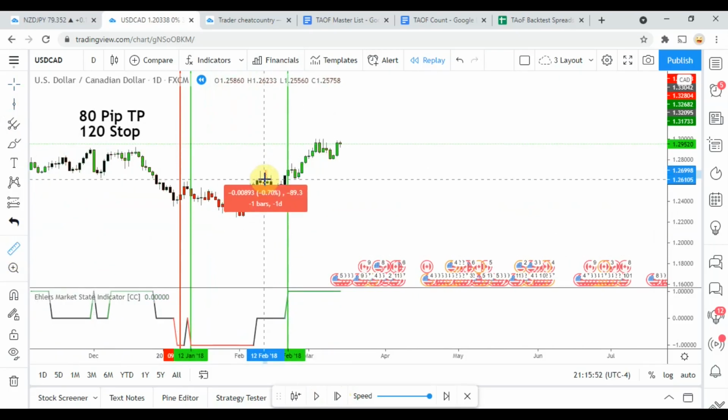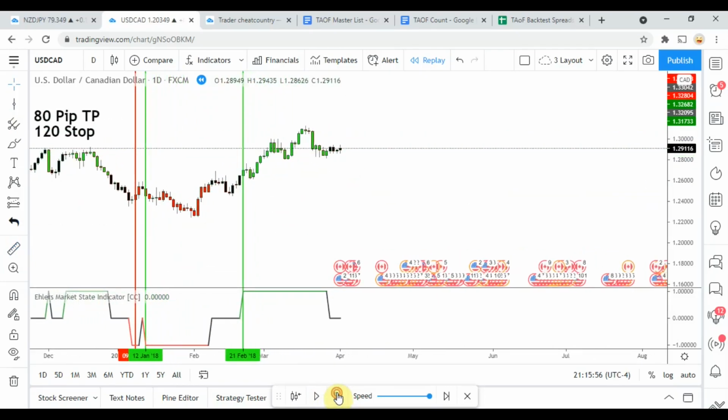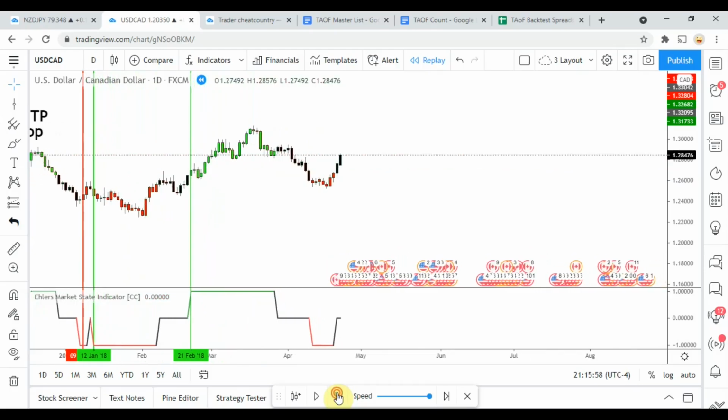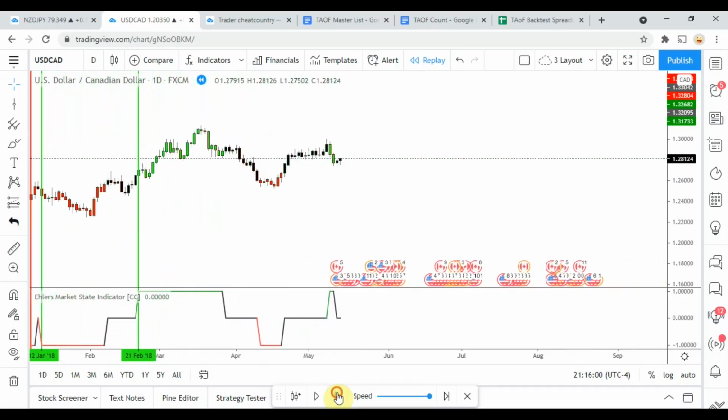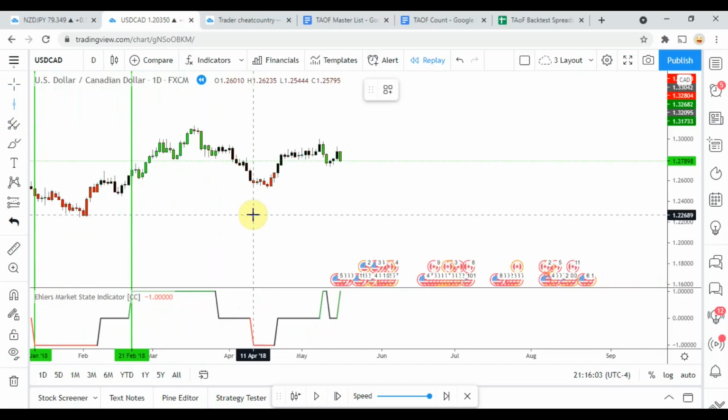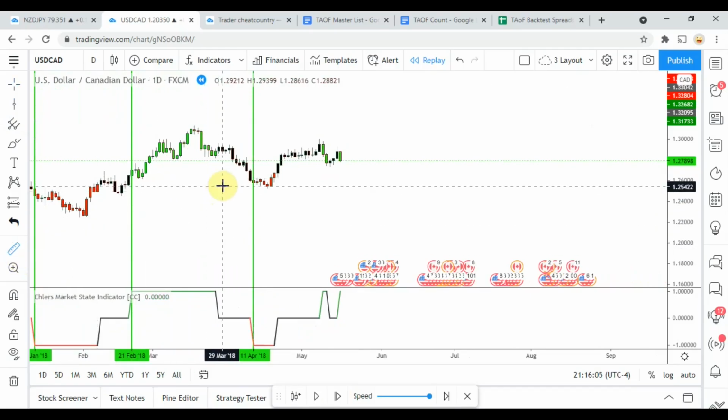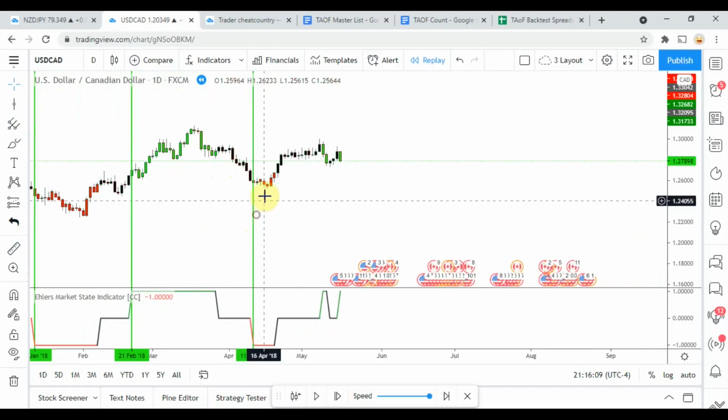Let's see, did we get a... Yep, we stayed within our stop, so another trade there and another winning trade, another winning signal. So let's continue on here. We pick up a short over here on this side. It doesn't look like it quite got us to take profit. It did not.